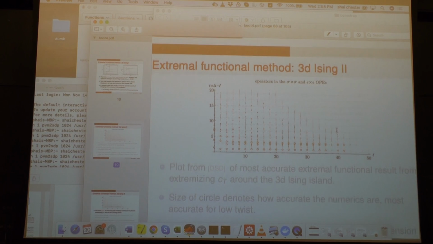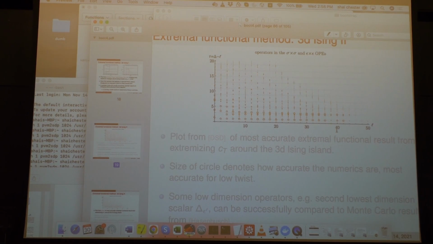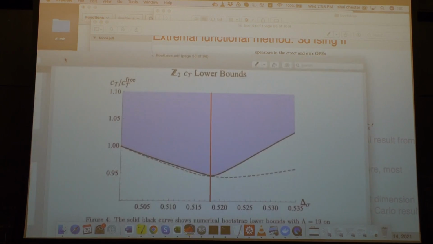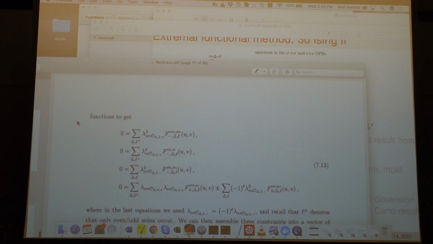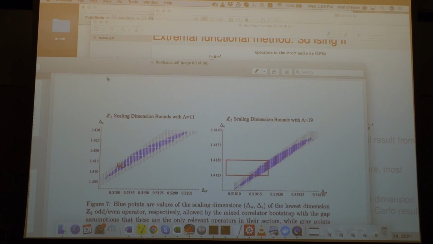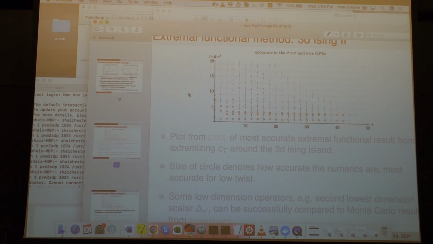Then, a few years later, there's a paper by Davidson and Stuffin where he looked at the boundary of this island, the one I was showing you before, and he looked at the spectrum around all the points on this island. So this is a plot. The x-axis is the spin. We're just looking at the even sector: sigma, epsilon, OPE. The y-axis is the twist, dimension minus spin.